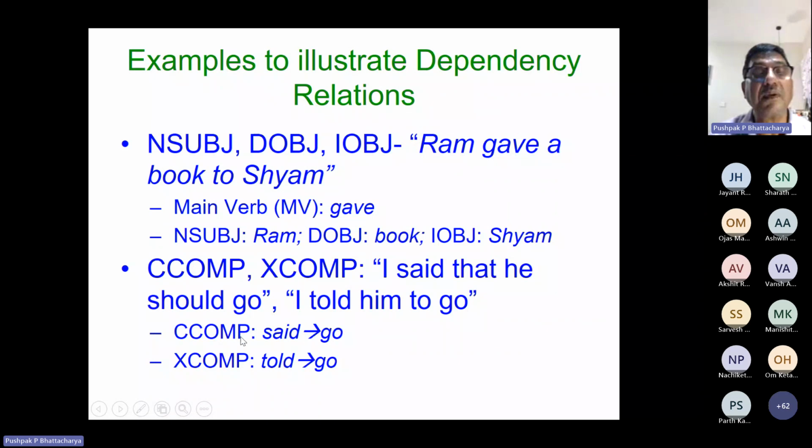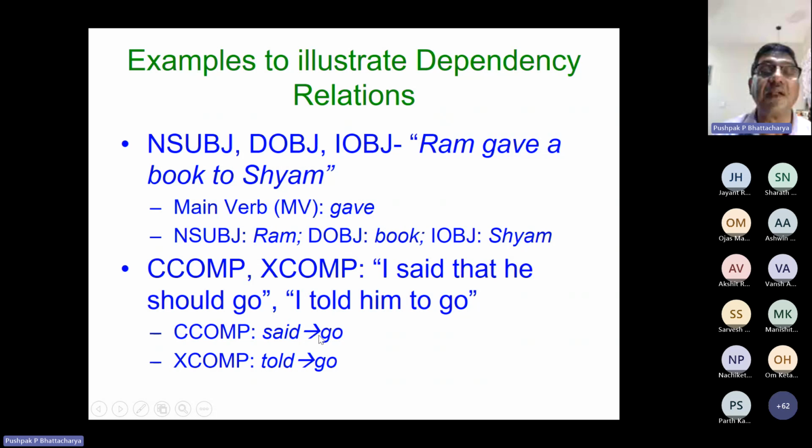Now, CCOMP links the main verb. Notice here that in this sentence, there are two verbs. I said that he should go. I told him to go. Both have two verbs. The CCOMP and XCOMP relations always link the main verb with the clausal verb, with the subordinate verb. So I said is the main verb. He should go is within a clause, and it is the main verb of a clause. So it is called a clausal verb.